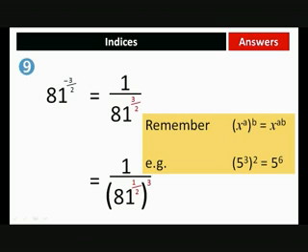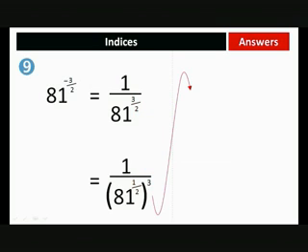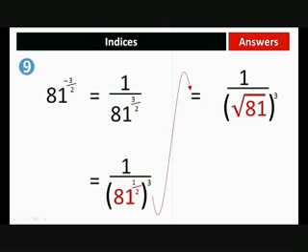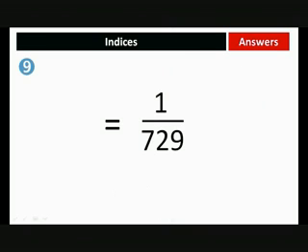Again, that's useful because power of a half means square root. So we can write square root of 81 instead of 81 to the power of a half. And square root of 81 is 9, so we can just write 9 instead of that. So we've got 1 over 9 to the power of 3, which is the same as 1 over 729.